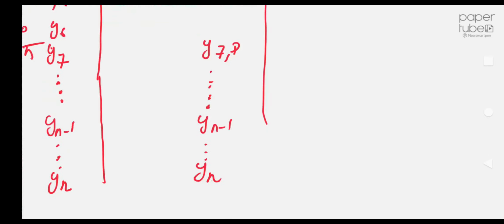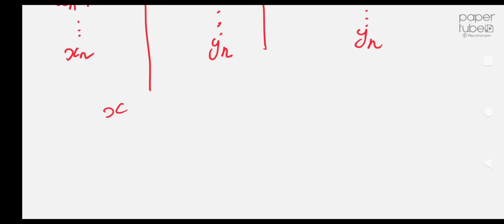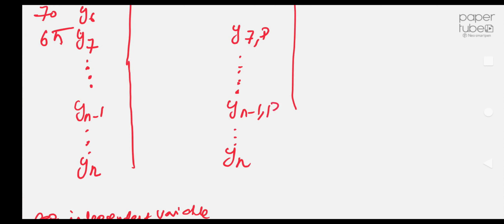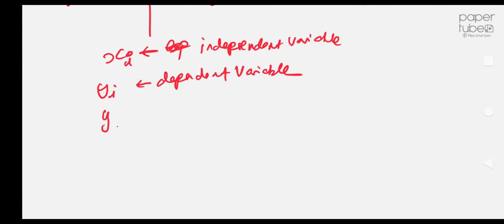So how we label here: we have x1, or we can call it x suffix i, that's our independent variable, and then we have y suffix i, that's our dependent variable. Then we have y n minus 1 comma p, y n comma p, and the predicted ones, y i comma p. What we have to find now is the error.